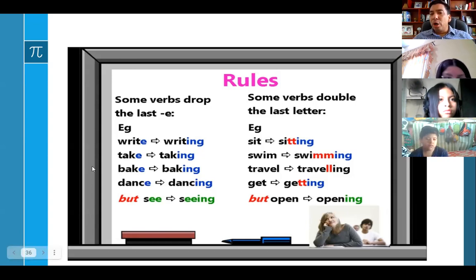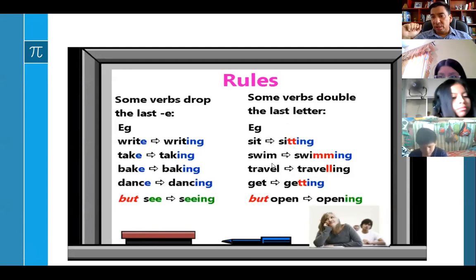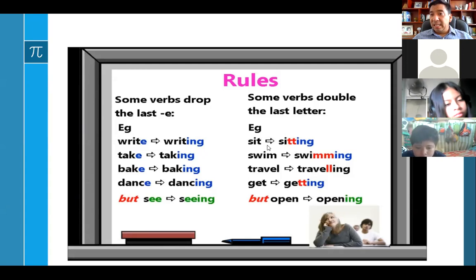What happens when you have verbs of one syllable? I repeat, verbs of one syllable. For example, sit, swim, get, stop. In this case, I double the consonant and I add ing. I repeat, I double the consonant and I add ing. For example, the verb is sit. The present continuous is sitting with double T because I double the consonant.